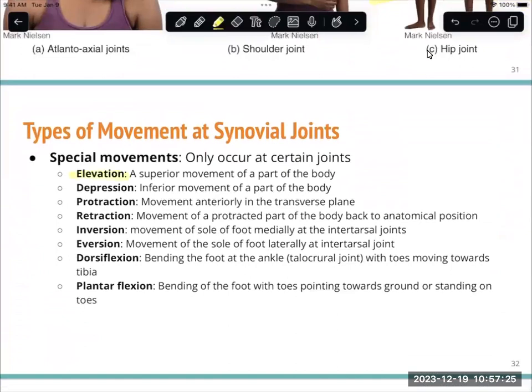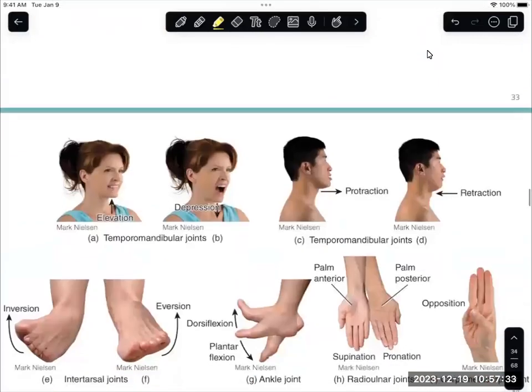Elevation and depression. Elevation is that superior movement, while depression is that inferior movement. First you depress your jaw by opening your mouth. You can elevate it by closing your mouth. You can elevate your shoulders, and you can depress your shoulders back down.